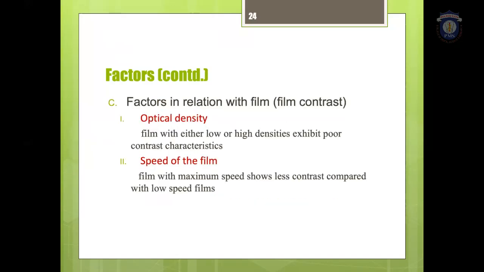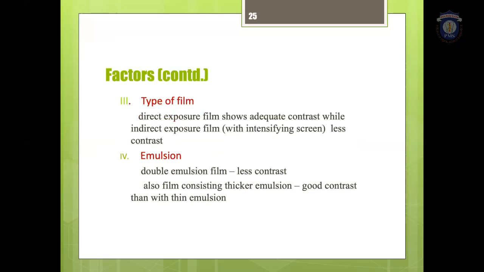Factors in relation with film. First one is optical density. Film with either low or high densities exhibit poor contrast characteristics. Next is the speed of the film. Film with maximum speed shows less contrast compared with low speed films.